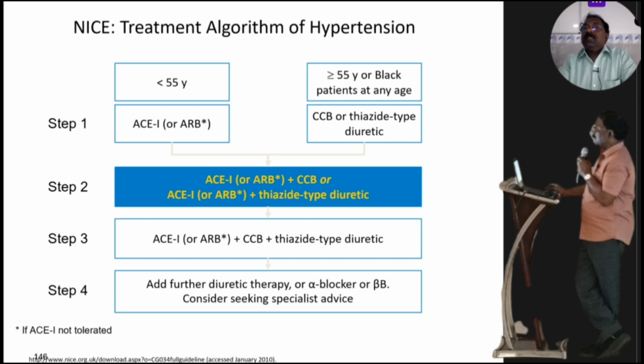But there is a compelling indication to use beta blockers even as the initial agents of choice, provided the patient is having ischemic heart disease, heart failure or tachyarrhythmias. So definitely we have to use beta blockers as a compelling indication.